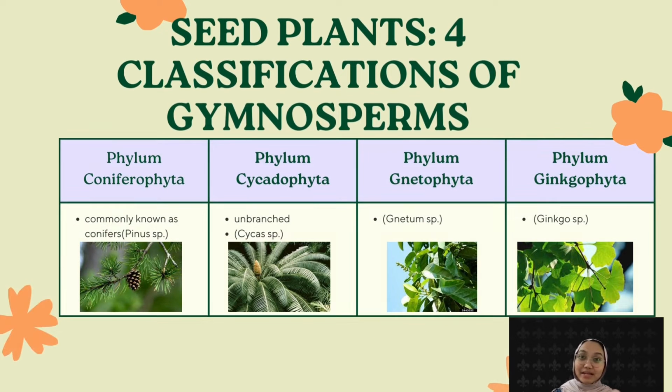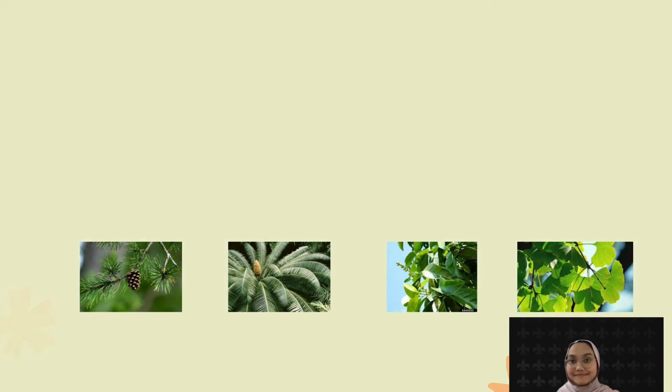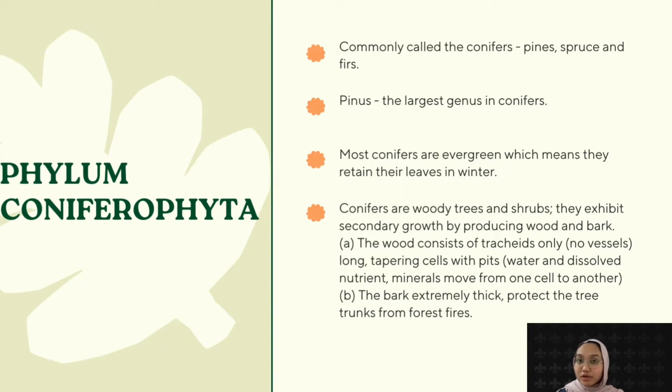Okay, next, let's learn about the classification of gymnosperms. First, we have phylum Coniferophyta. This is also known as conifers. Secondly, we have phylum Cycadophyta. Phylum Cycadophyta is unbranched and consists of cycad species. Thirdly, we have phylum Gnetophyta. Phylum Gnetophyta consists of Gnetum species. And lastly, we have phylum Ginkgophyta. Phylum Ginkgophyta consists of ginkgo species.